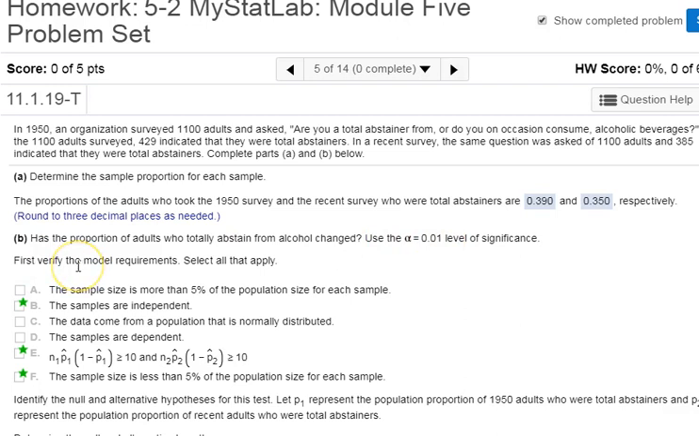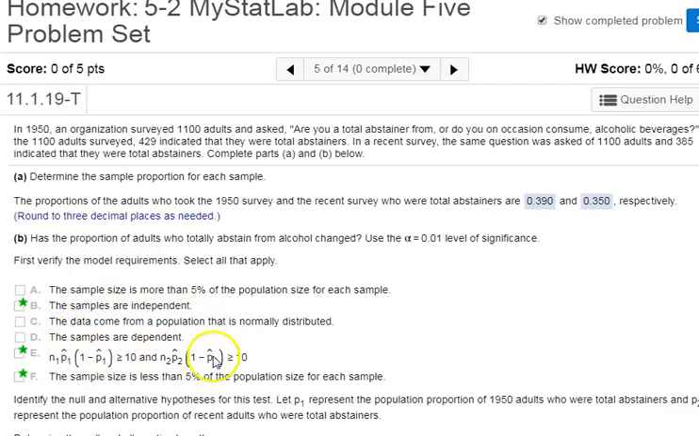And now we're going to verify that we can actually do a hypothesis test. And so in part B, we are going to select all of these that apply. The sample size here is only 1,100. So that's not more than 5% of the human population. So we would select this one, since the sample size is less than 5%. Now these samples, people in 1950 to the recent people, there's no relationship between who was selected. So we don't have dependent samples. Instead, we have independent samples. We're not told anything about it being normally distributed, so we don't want to select that.